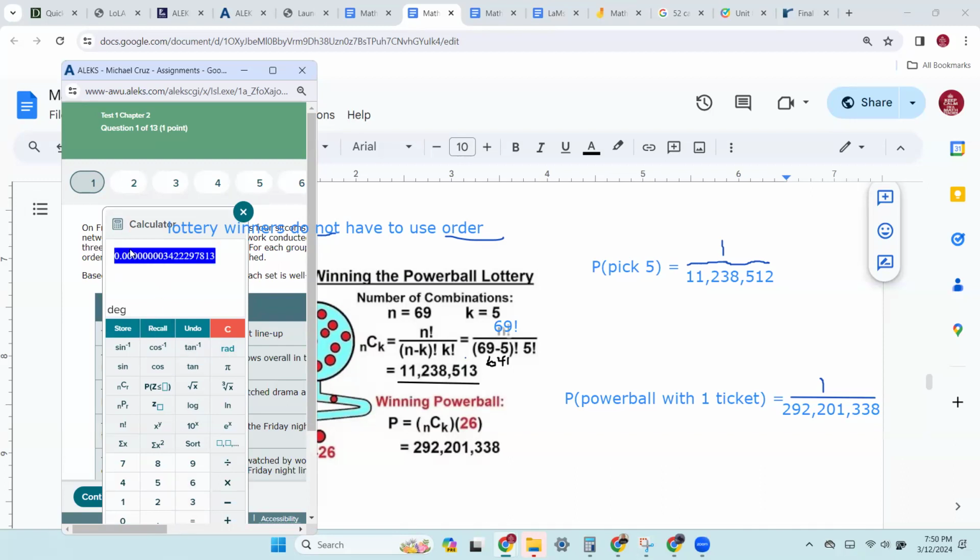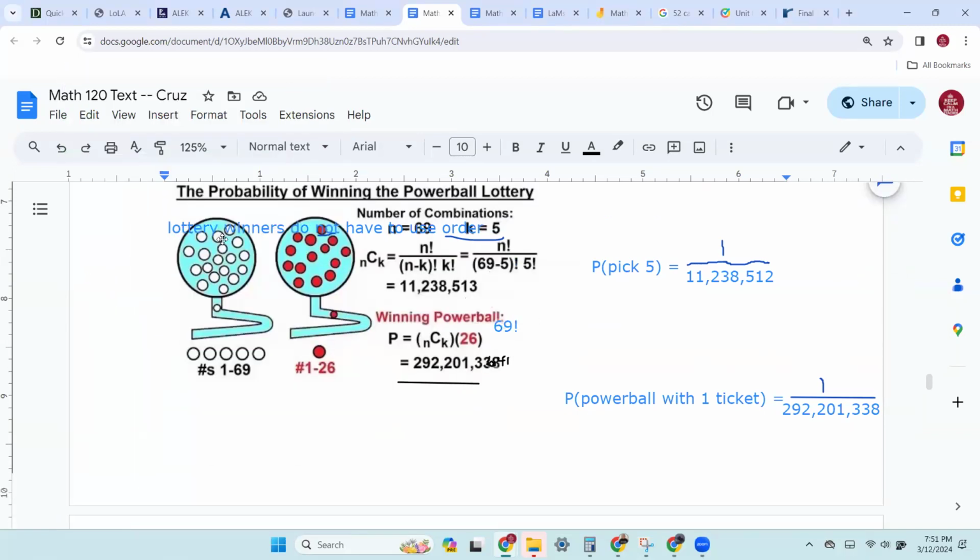and this is without order. So look at all those zeros. Tenths, hundredths, thousandths, 10,000ths, 100,000ths, millionths, 10 millions, 100 million. So that's about 300 millionths probability. Okay. So the Powerball, and lotteries in general, are a good use of combinations. That's when combinations are used, because there's no order involved.